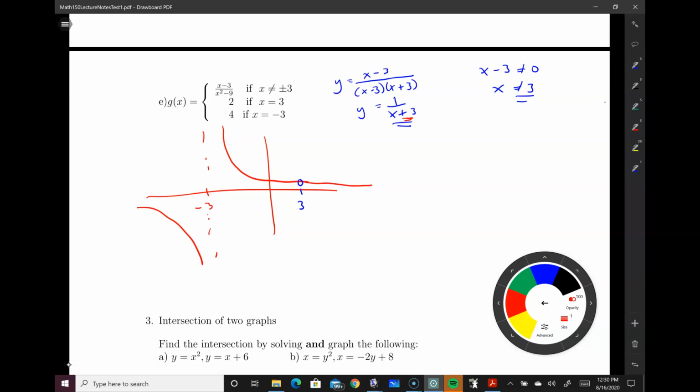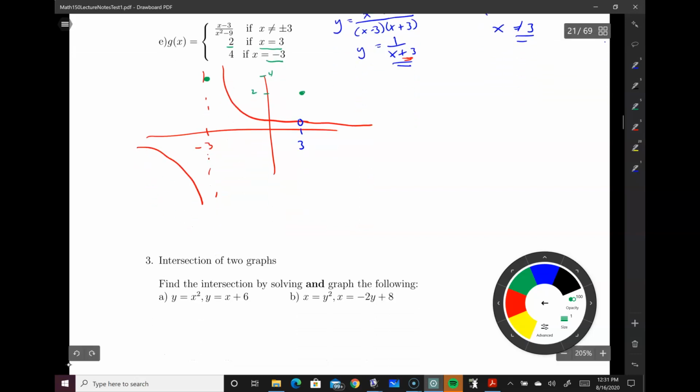All right, so let's look to see what the rest of this graph says. So this says when x is 3, put in a y value of 2, so just a flying dot up there. And when x is -3, put in a y value of 4, so a flying dot up here. So, that is what it is. Very different kind of graph.